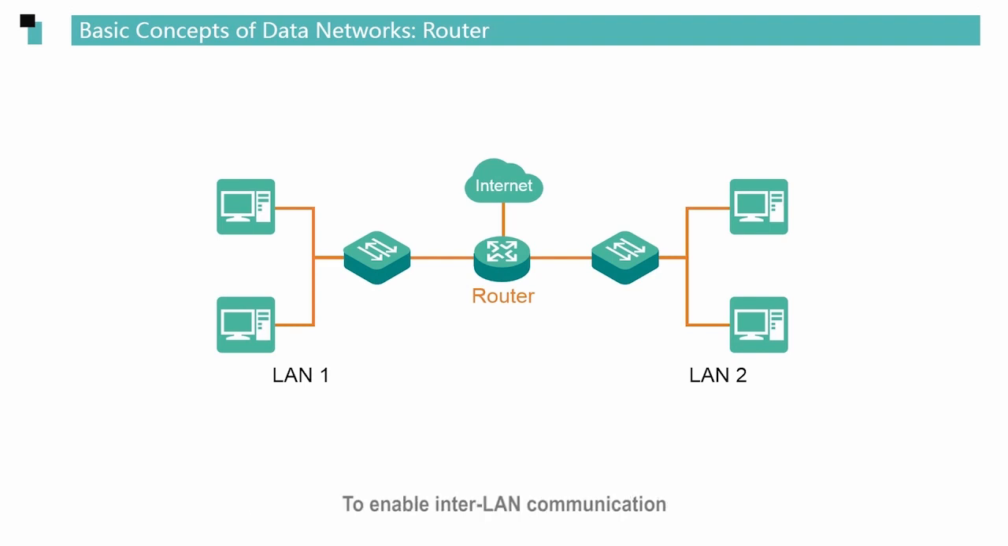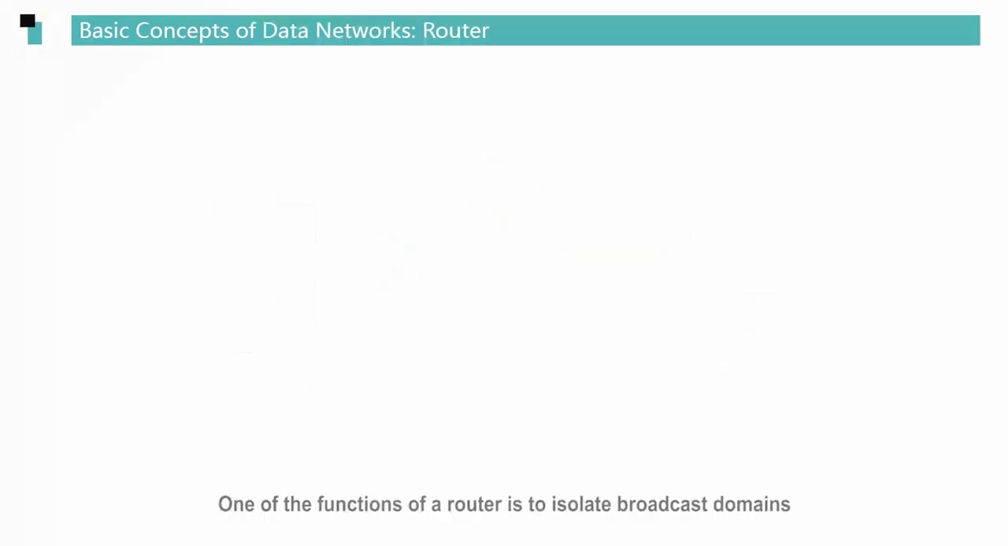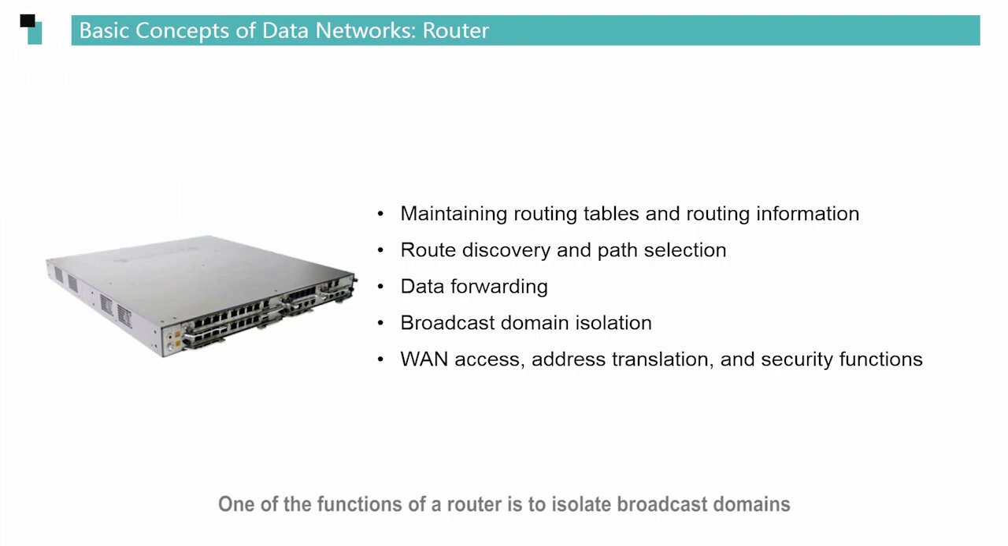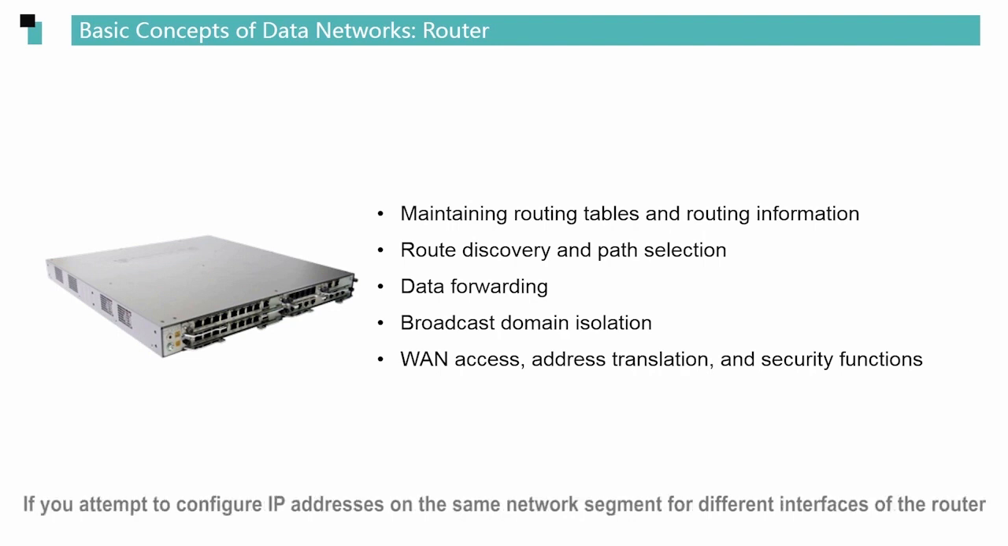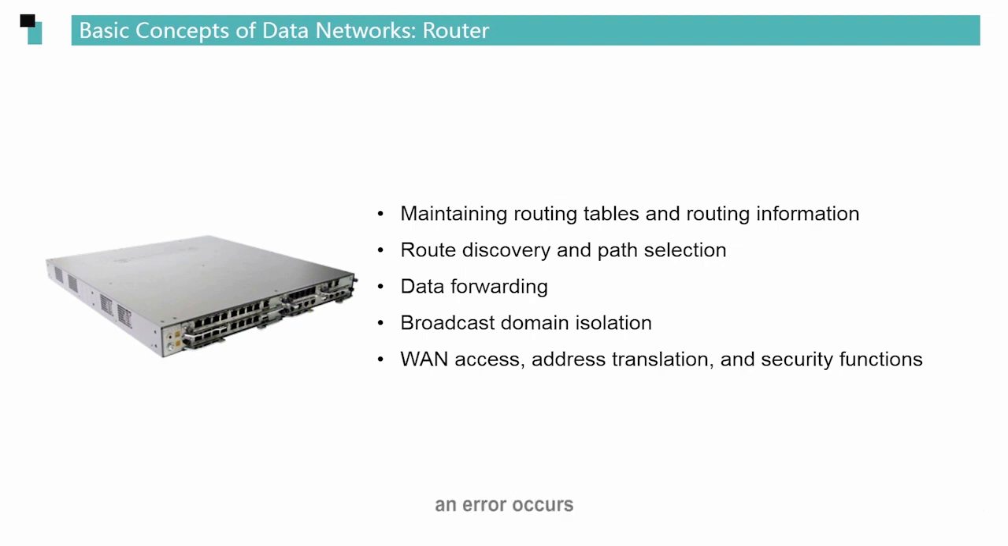To enable inter-LAN communication, you need a layer 3 device, a router. The icons used in this figure are the standard ones used by Huawei. One of the functions of a router is to isolate broadcast domains. Each interface of a router corresponds to a broadcast domain. Different interfaces belong to different broadcast domains and different logical subnets. If you attempt to configure IP addresses on the same network segment for different interfaces of the router, an error occurs. Routers transmit data at layer 3.